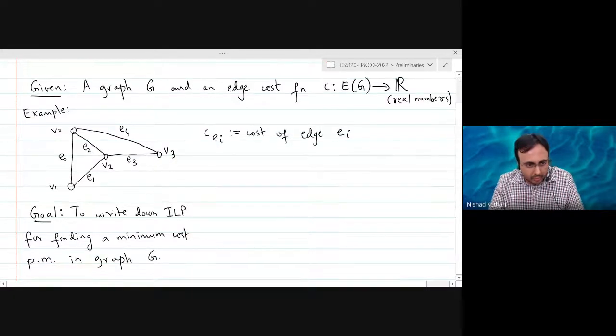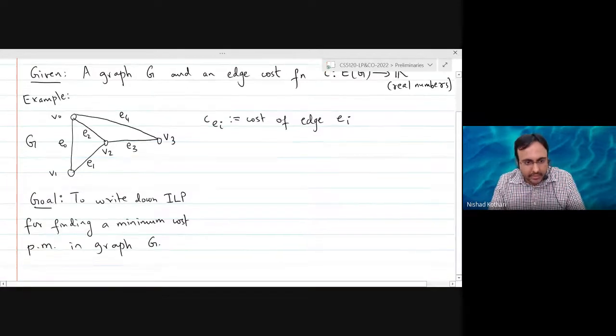And what we want to do is write down an integer linear program, like we did yesterday, for finding a minimum cost perfect matching in this graph. For the sake of our example, we are going to look at this graph. My motivation is to introduce the matrix vector notation for writing an ILP or an LP. And then we will talk about deeper concepts regarding the minimum cost perfect matching problem.